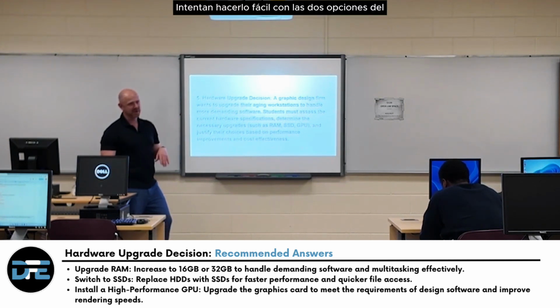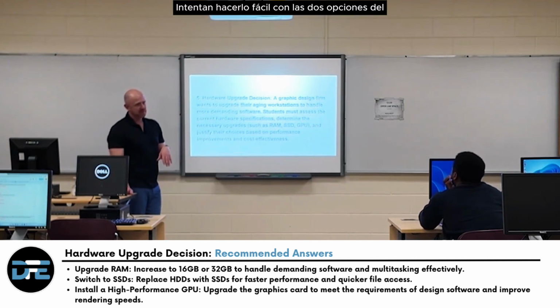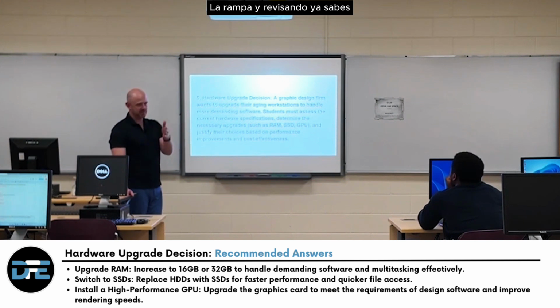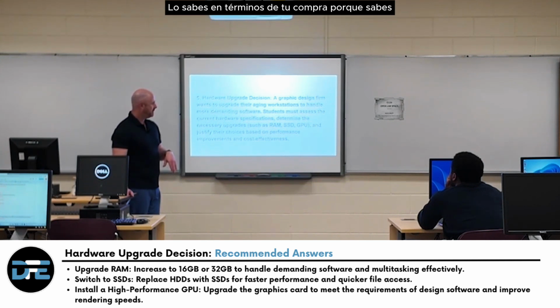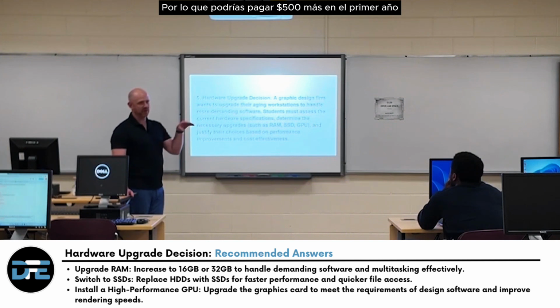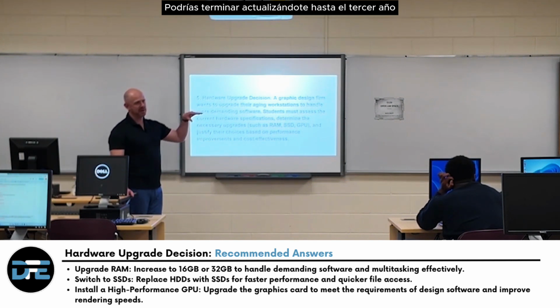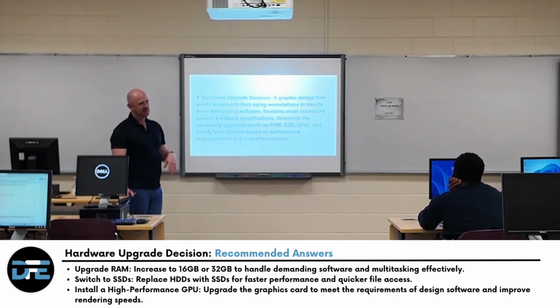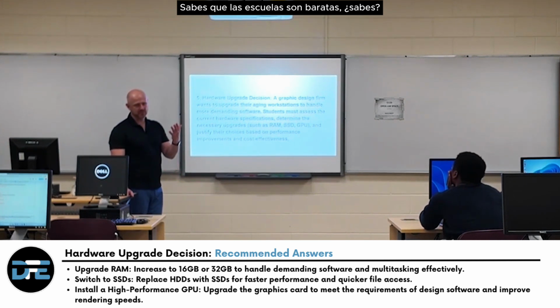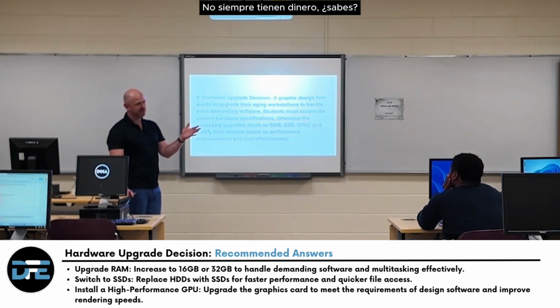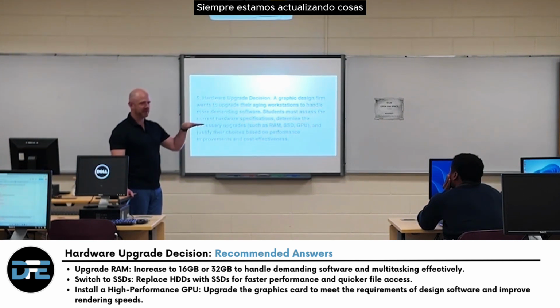And then they try to make it easy with the two options of RAM and checking specifications, like processor speed across the top, in terms of your buy-in. Because what you might pay $500 more for in year one, you might end up upgrading after year 3. Like schools are cheap. They don't always have money. They have to be cheap, and we're always upgrading things, but still dealing with the same processor.